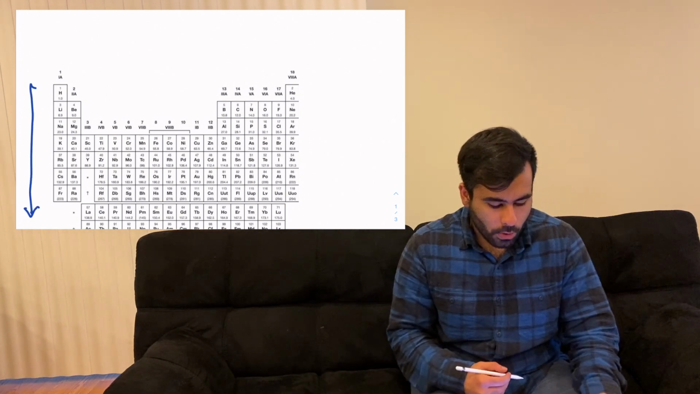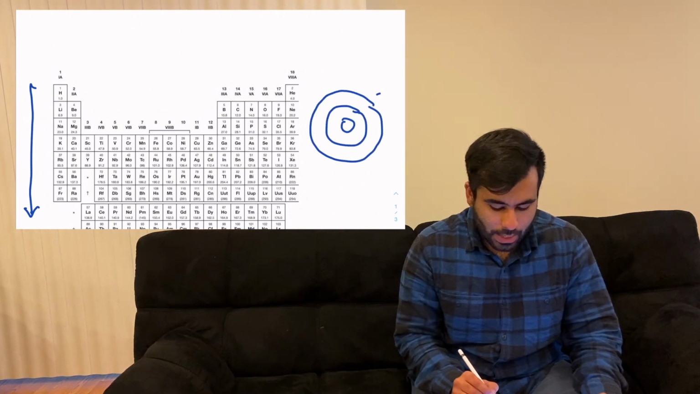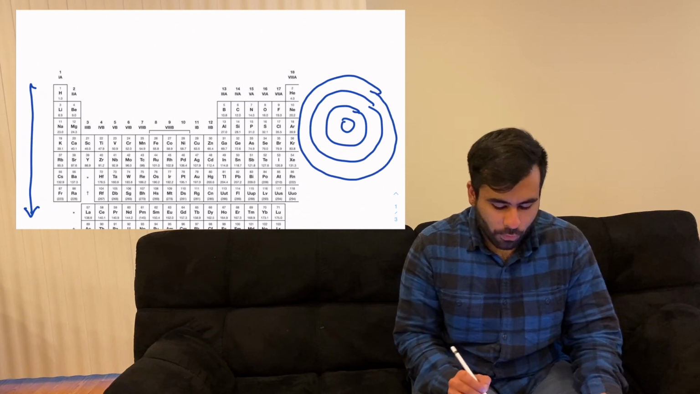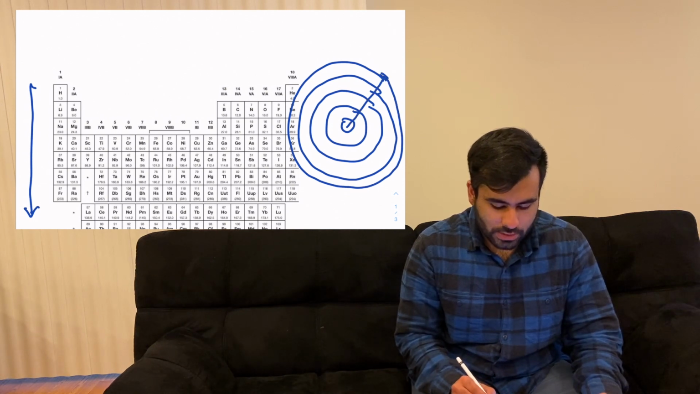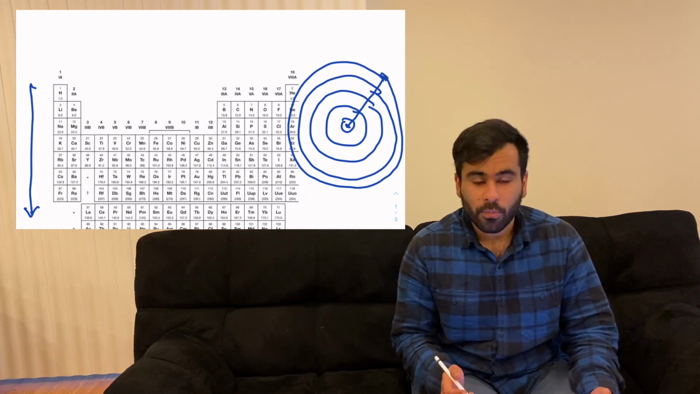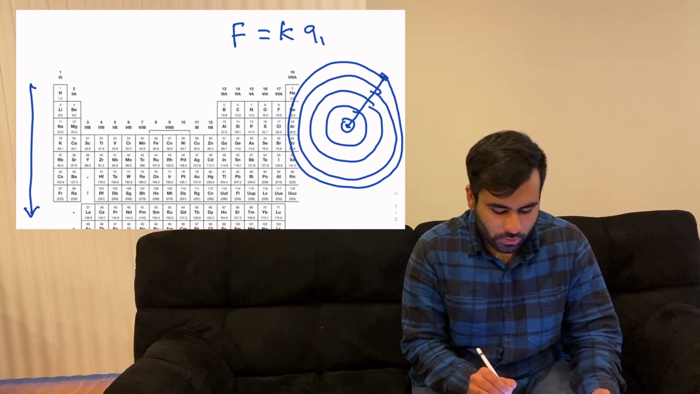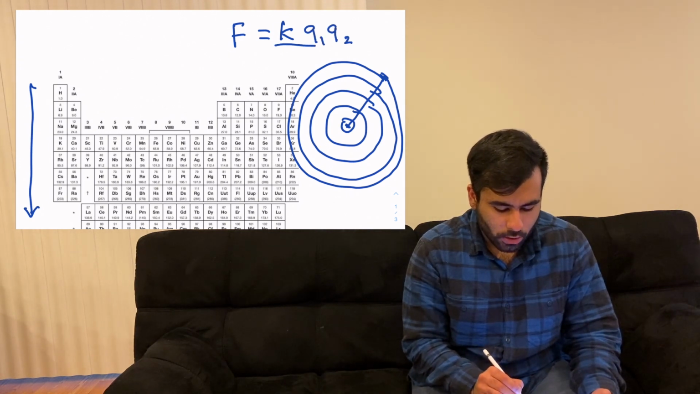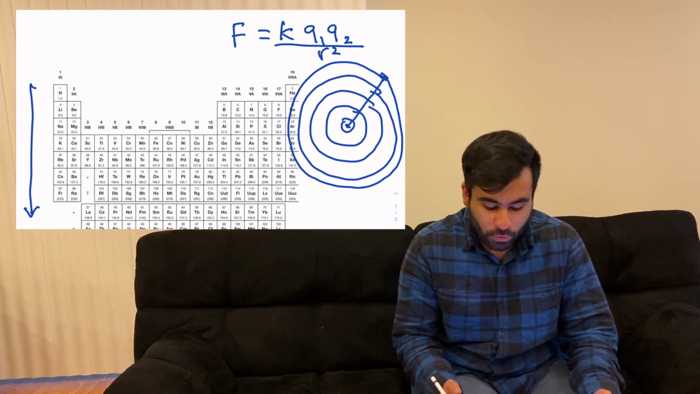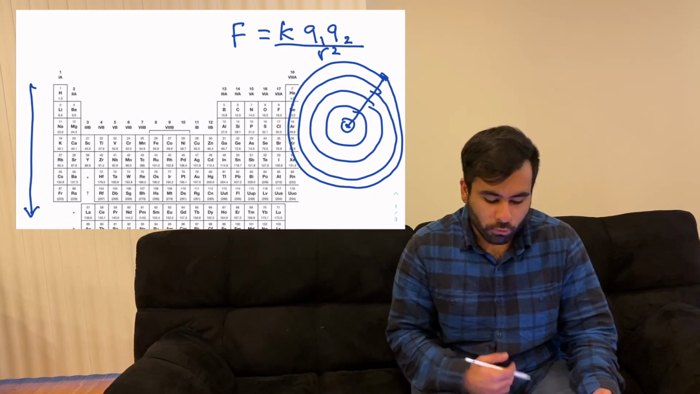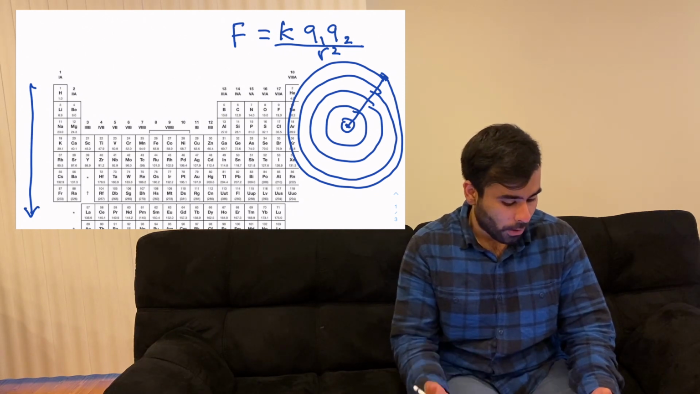Well, as we go down, we're going to be adding energy subshells. So you can think of it like an onion with all the layers branching out from its center core. And as we increase the number of layers, we're increasing our distance from the center nucleus. And if you remember from physics, Coulomb's law is the force is equal to a constant times Q1, our first charge, times Q2, our second charge, over r squared, our distance. So our distance is increasing from the central nucleus as we go down a group, so our force is decreasing.